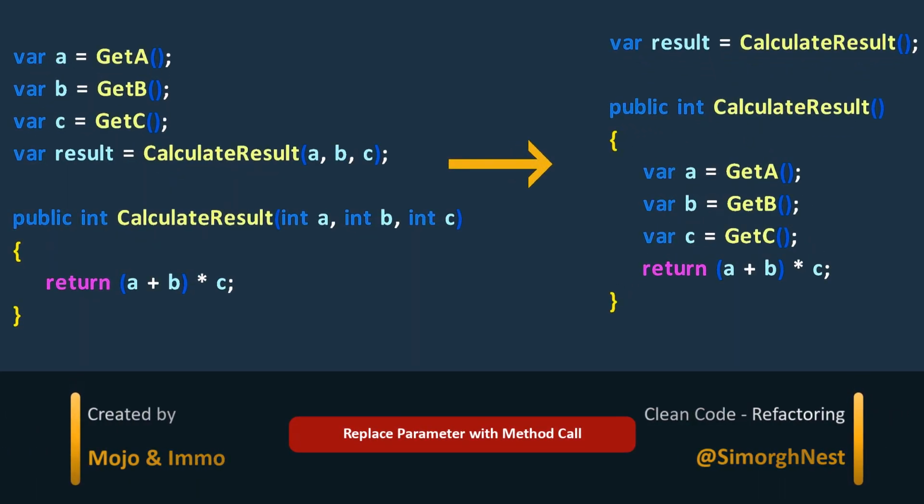The technique called replace parameter with method call means replacing a parameter with a method call to get the value we need dynamically. This technique helps remove unnecessary dependencies and makes the code simpler by letting the method itself provide the parameter value. Using this technique is a powerful way to make our code easier to read, maintain, and change as needed.